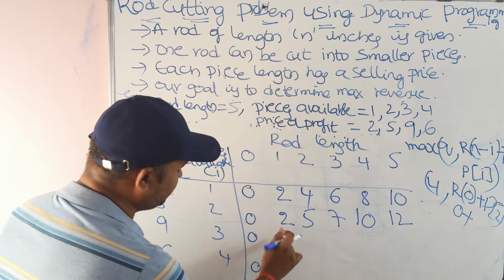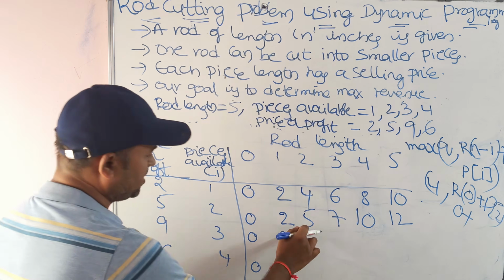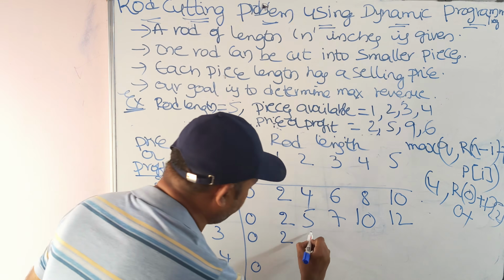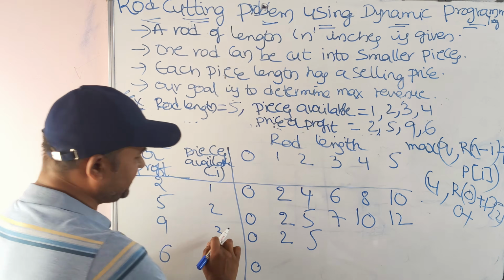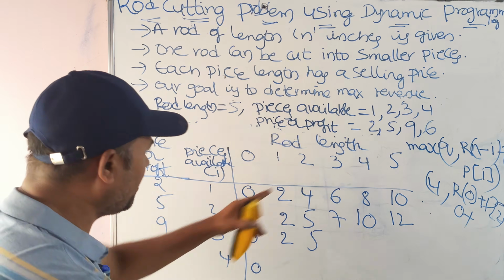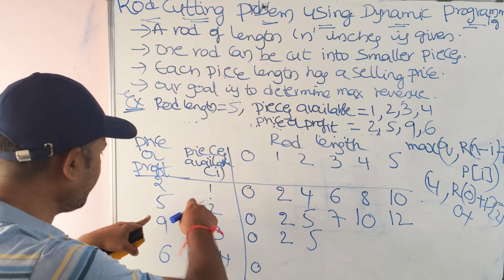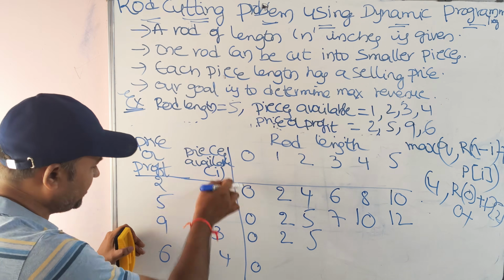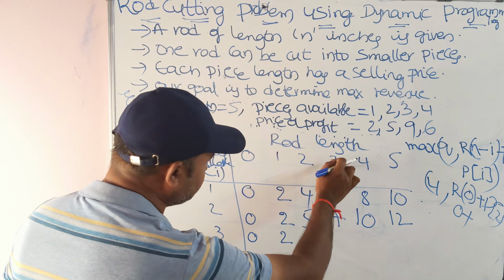Next, 1 less than 3, so take the upper value, 2. Next, 2 less than 3, so take the upper value, 5. 3 and 3 are equal. So the profit is 5, or the 3 inch rod can be split into 2 pieces of 2 inch and 1 inch. So let us calculate the maximum value.